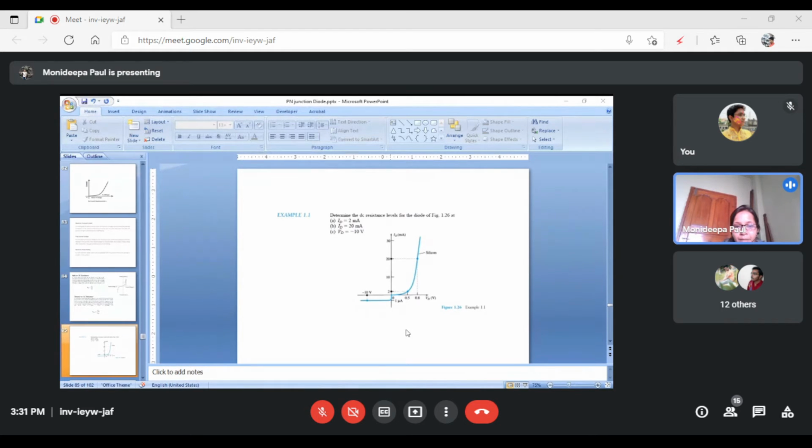The numerical problem is here. Determine the DC resistance levels for the diode shown in this figure at ID is equal to 2 milliampere, ID is equal to 20 milliampere, VD is equal to minus 10 volt. First, you write this problem and draw this graph. Very fast.